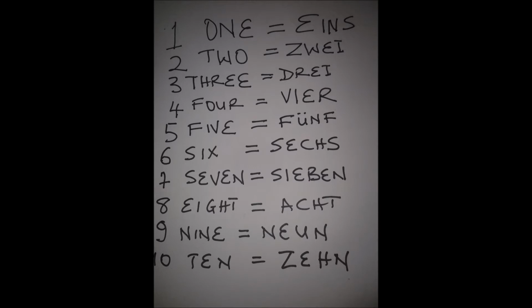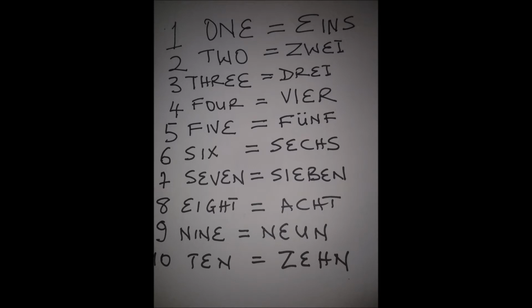Don't forget that in German, S is pronounced like Z. So instead of sex, it will be zex. Seven is sieben. Eight is acht. You let the C and H follow it, acht. Nine is neun. And ten, this one is a bit difficult.